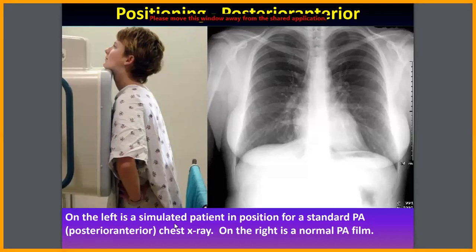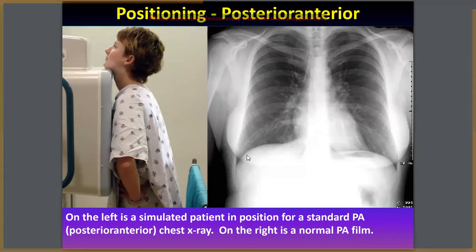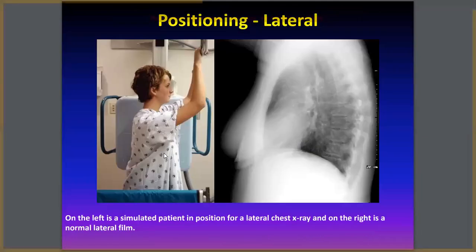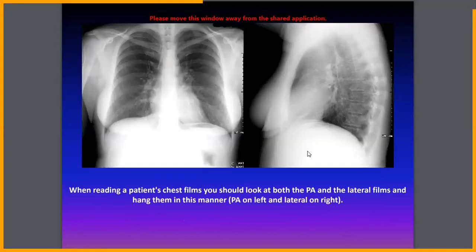On the left is a simulated patient in a position for a standard posterior-anterior chest X-ray. On the right side of this slide you can see a normal posterior-anterior film. We will discuss this film as we proceed. Then this is the lateral view, with the position of the patient on the left, a simulated patient in position for lateral chest X-ray, and on the right a normal lateral chest film.